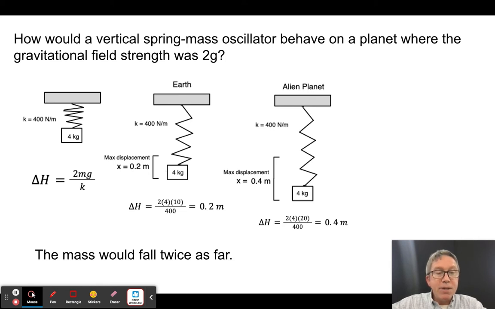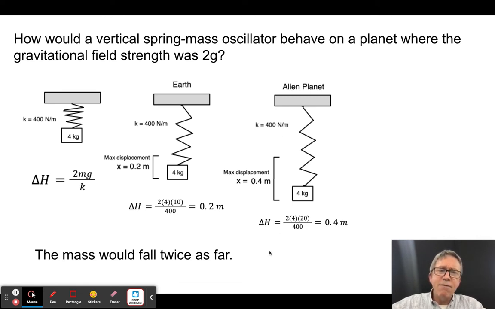If I took it to an alien planet where I had twice the gravitational field strength, what would happen? Well, instead of having mg equal to 4 times 10, it's going to be 4 times 20, which means it's going to fall twice as far. I'm going to end up doubling the distance that it falls. So it's going to displace twice as far.